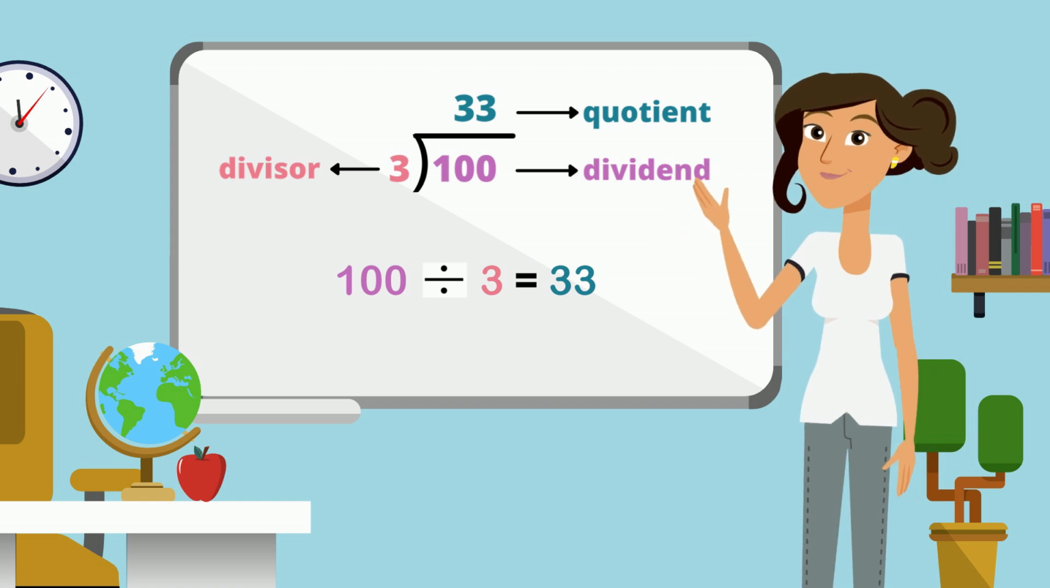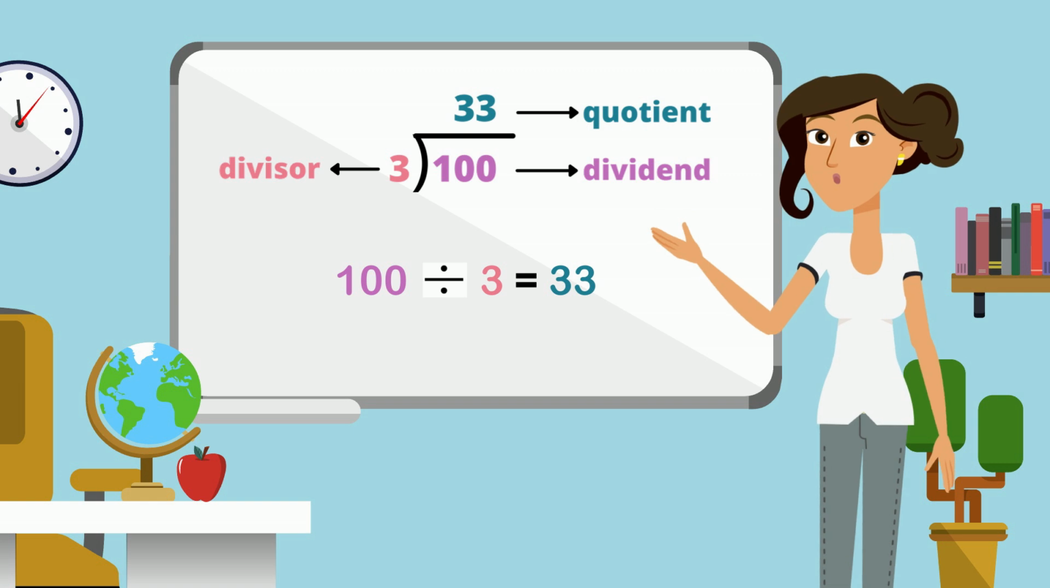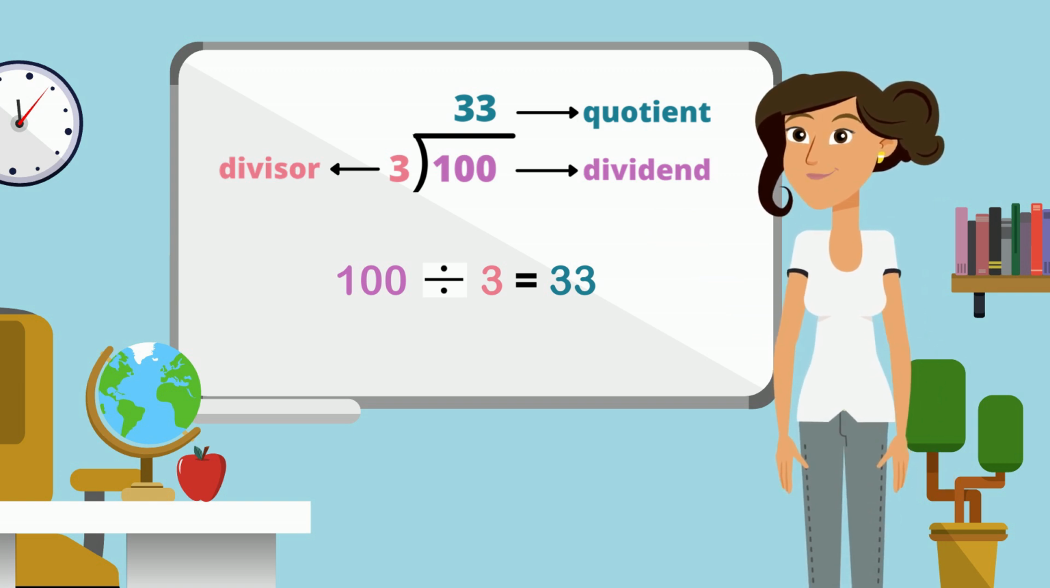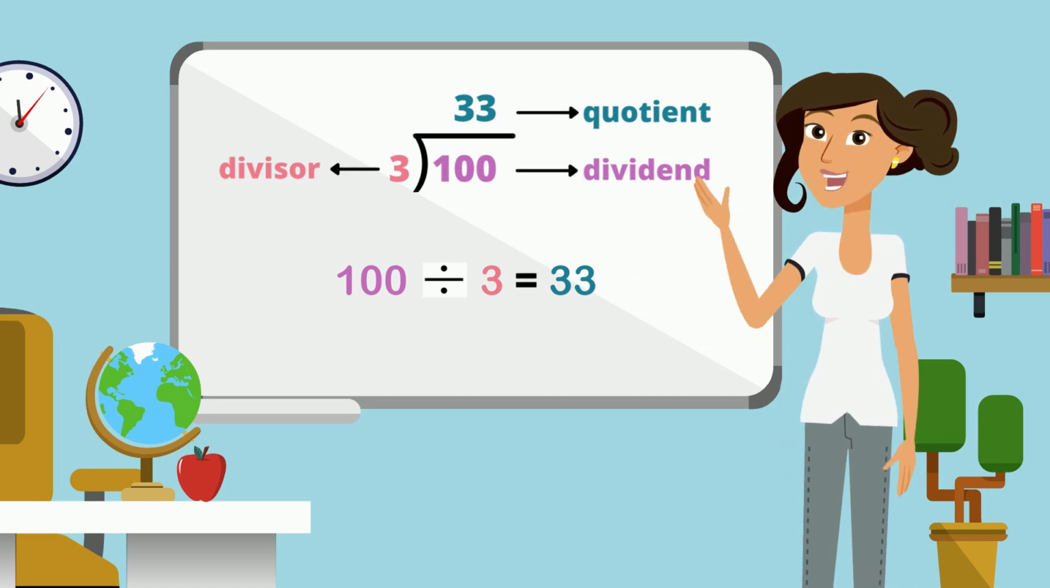The purple number is the dividend, the number we're dividing, which comes first in the question. The pink number is the divisor, the number we're dividing by, which comes second. The blue number is the quotient, which is the answer.